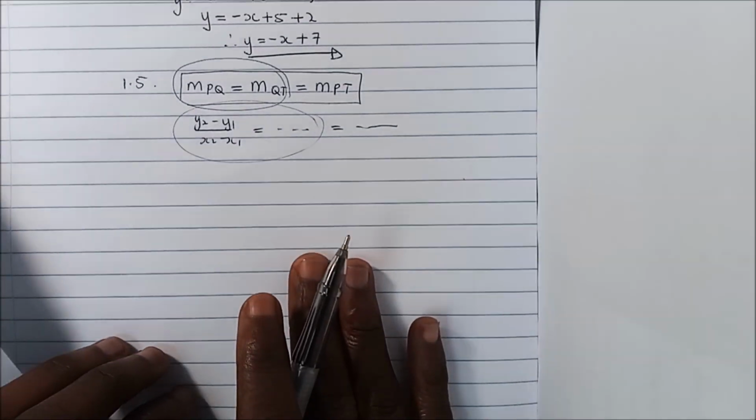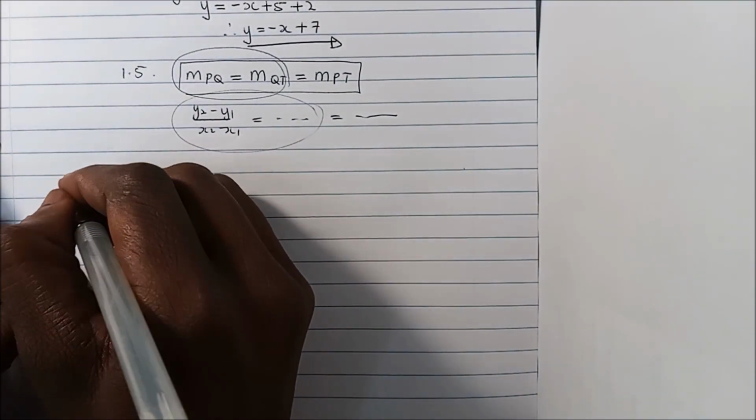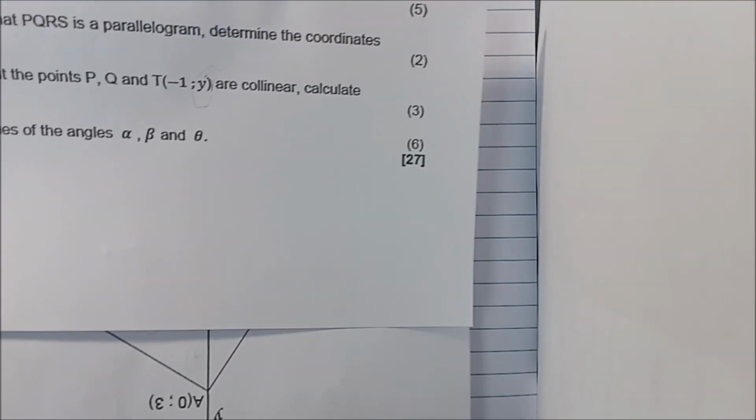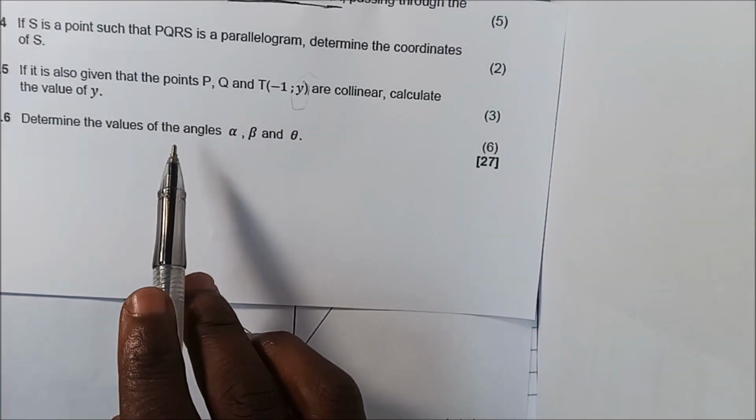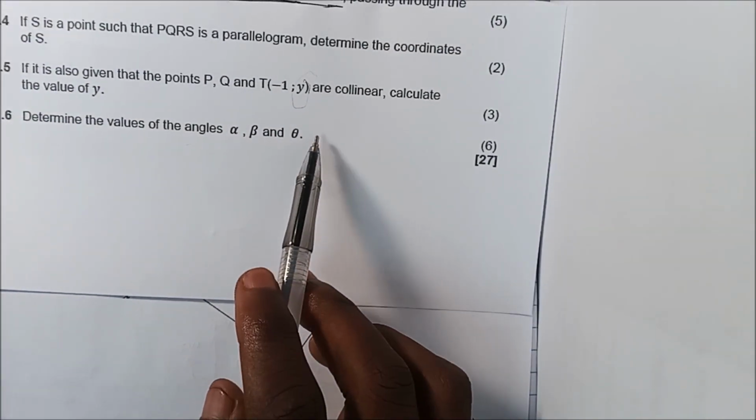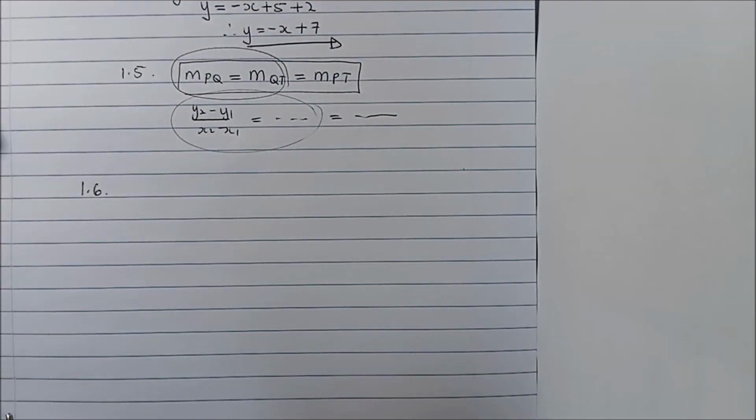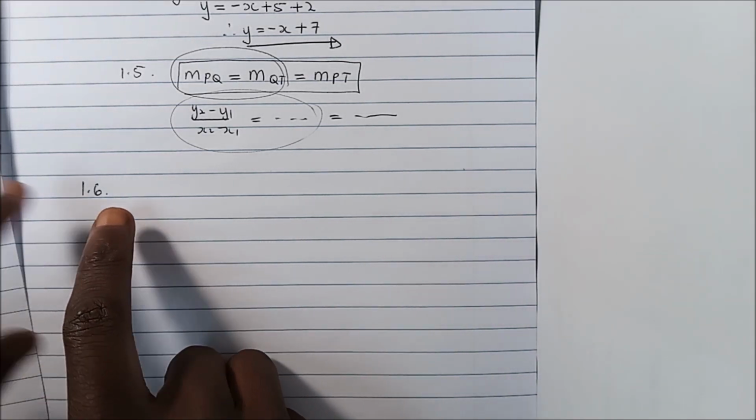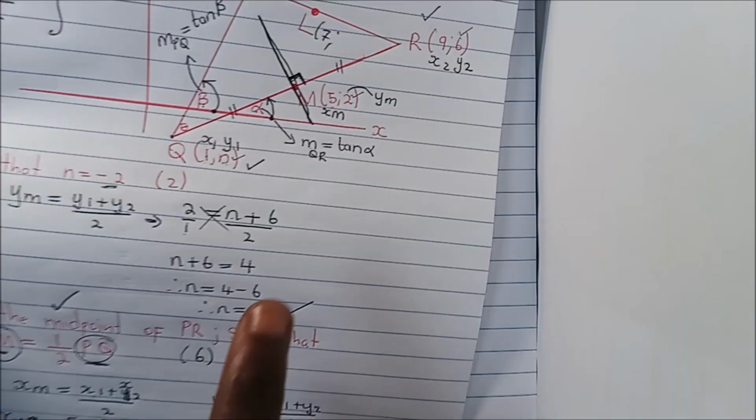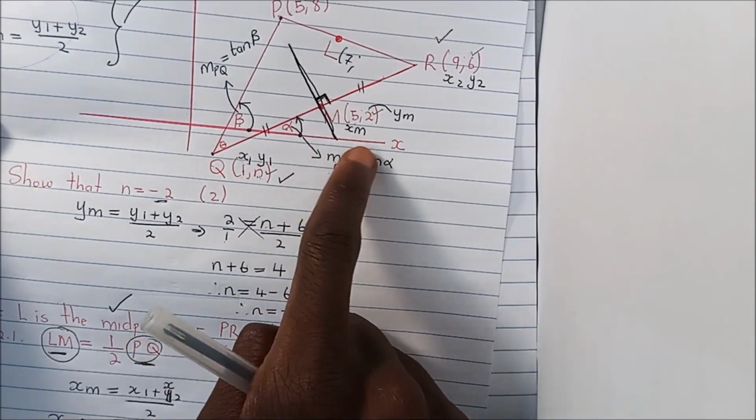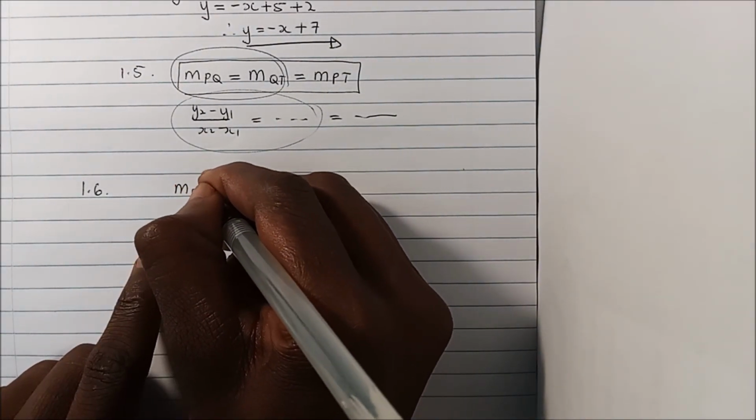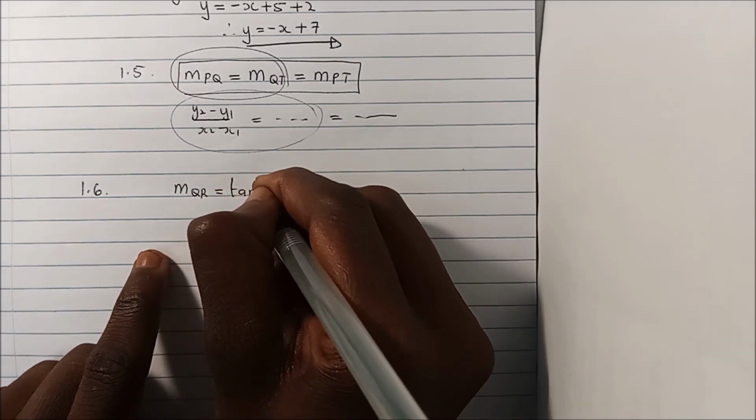And then going to the last question, which is 1.6. I want to show you 1.6, guys. They are saying determine the values of the angles alpha, beta, and theta. So I'm only going to determine one or two, and then the rest you will determine. So now let's determine the value of theta. What did we say in the start? We said to find theta, we can use that formula. So we can just say the gradient of QR equals tan of alpha.